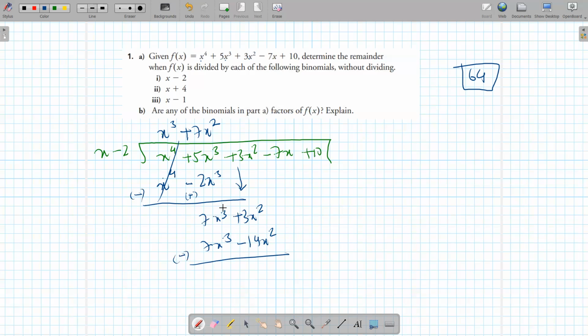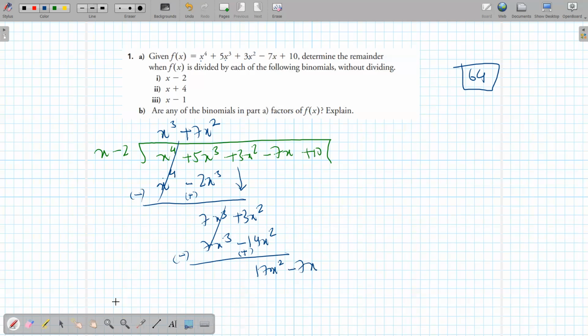And you subtract, this cancels out. This is going to become a plus. Add that up, 17x squared. We bring the other guy down. And then you put a plus 17x here. 17x squared minus 34x. This cancels out. This becomes a plus. 34 minus 7 is 26 or 27. Yeah, 27x. You finally bring this guy down, plus 10, right?